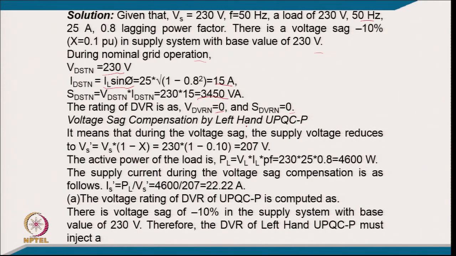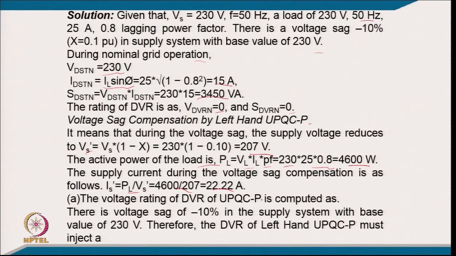But for the voltage sag compensation by the left hand UPQC, now the DVR has to function for voltage injection. It means that during voltage sag the supply voltage reduces to Vs dash equal to Vs into (1 minus x), so 230 into (1 minus 0.1). It becomes a voltage of 207 volt in place of 230, and the active power of the load is now VL IL, that is 230 into 25 into 0.8, which is 4600 watt. The supply current during the voltage sag compensation is PL upon Vs dash, so it becomes 22.22 ampere because there is a voltage sag here.